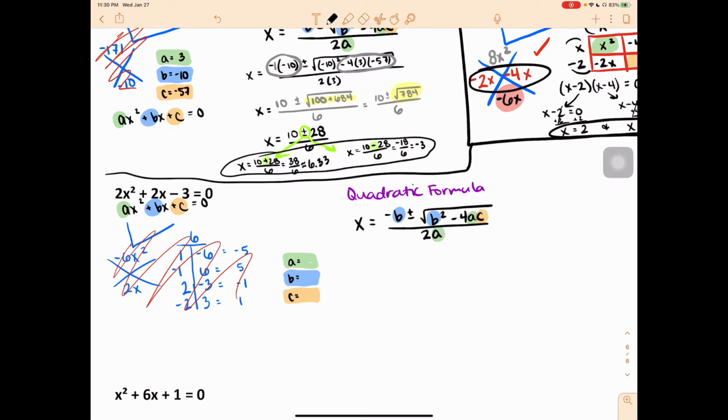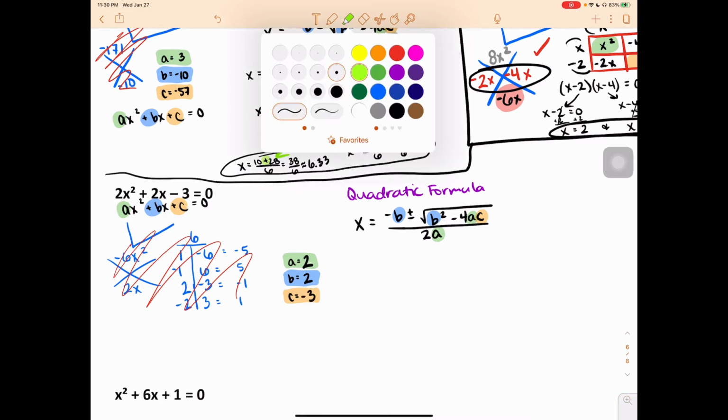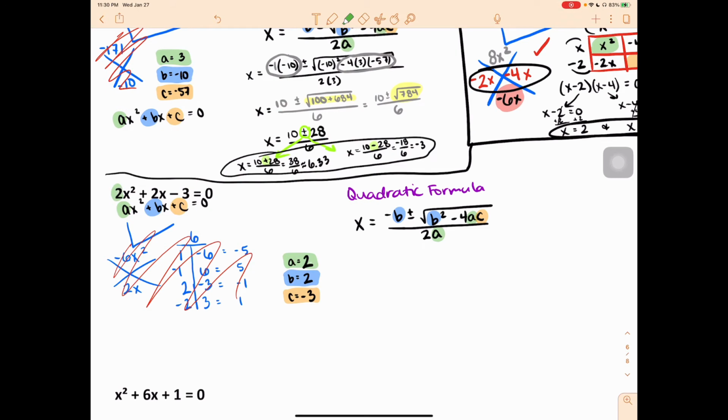So the A here is 2, the B is also 2, and the C is -3. And if you don't see that, it's these coefficients here, here, and here. Okay? So now what we're going to do is plug it into the quadratic formula. So we have x equals negative, instead of b, I'm putting in a +2, plus or minus the square root of b squared, 2 squared, minus 4 times a times c is 2 times -3.